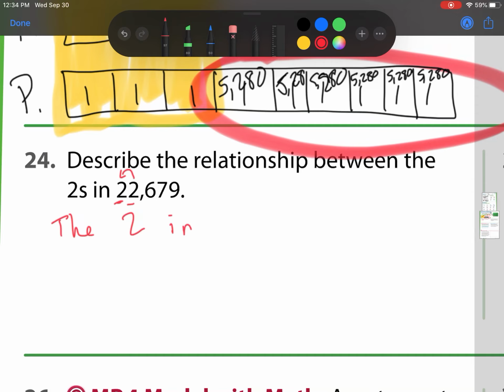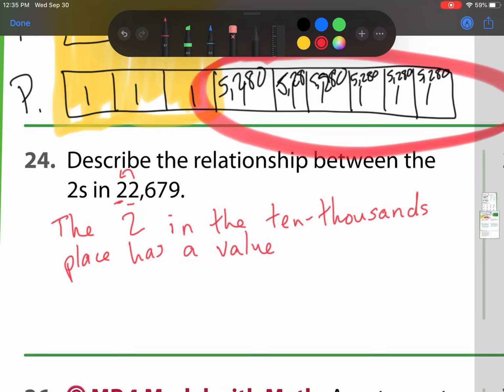The 2 in the 10,000s place has a value 10 times greater than the 2 in the thousands place.